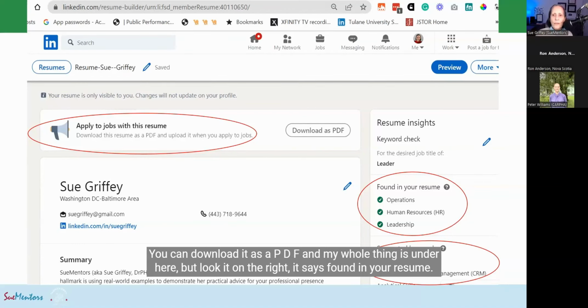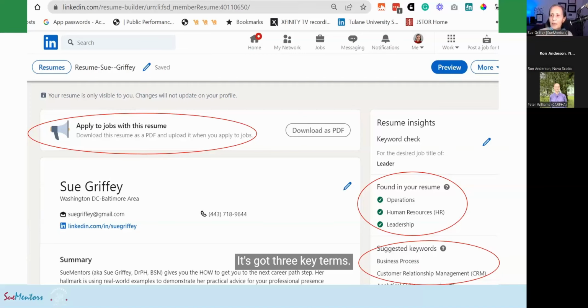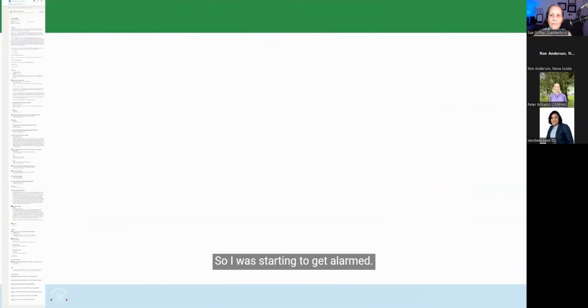And my whole thing is under here, but look at on the right. It says found in your resume. It's got 3 key terms. I would say I've done operations and leadership. I don't do HR. Never have. I know a little bit about it. My suggested keywords: yes, business processes. You could say that, but I don't do CRM in that way. So I was starting to get alarmed.